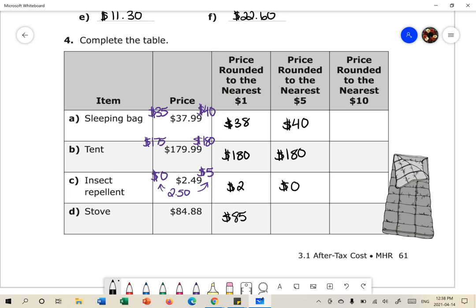Okay, and then the last one, $84.88. Is it closer to $80 or $85? It's much closer to $85.